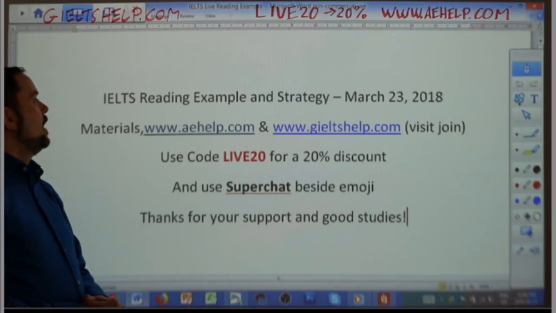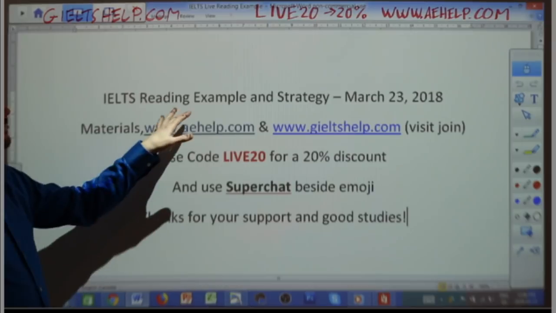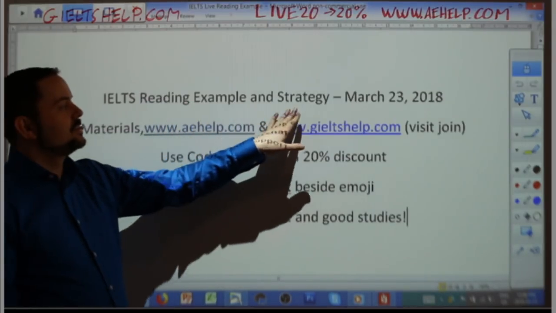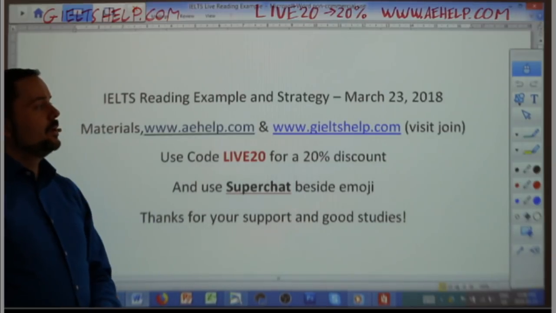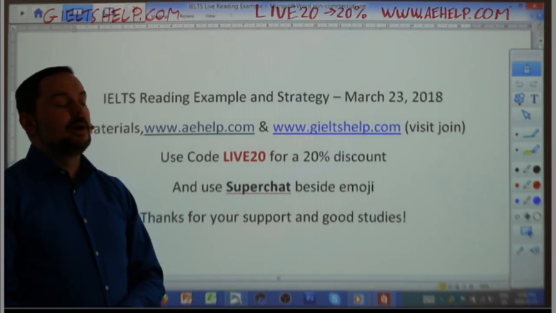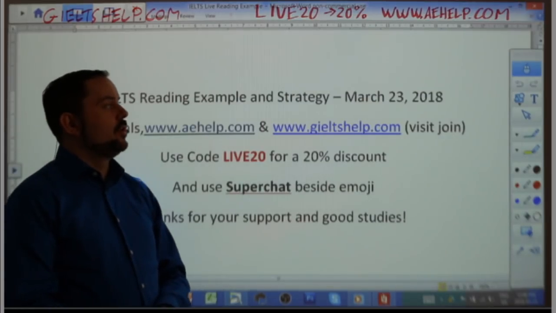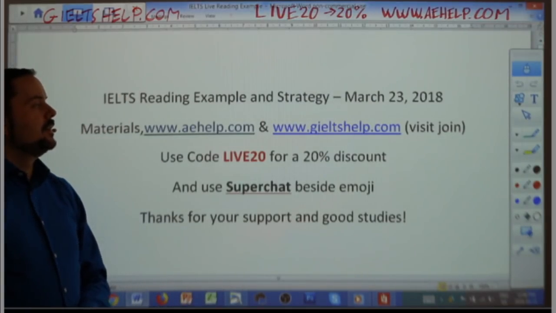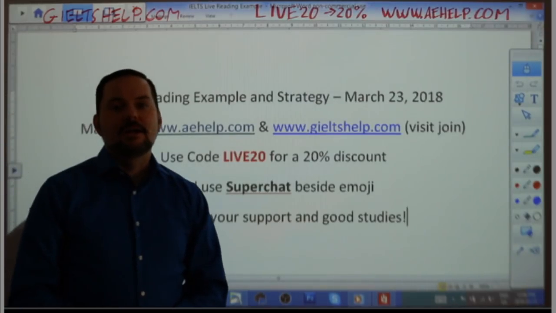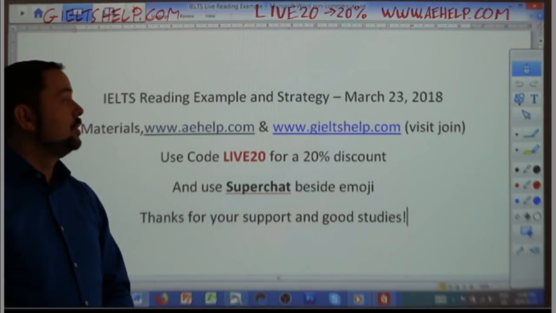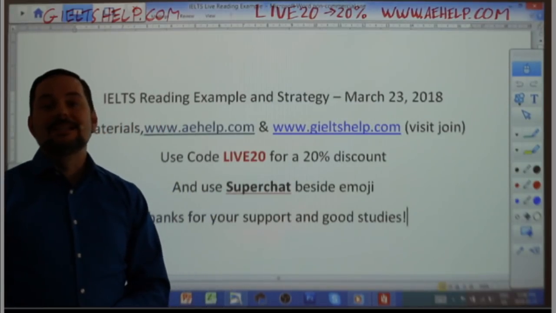Okay, so today's IELTS class is IELTS reading. We will have an example and I will explain some strategies for reading. This reading will be academic reading, but the strategies work well for general IELTS also, and you can use them there. Of course, if you can do a good job on academic IELTS reading, then for sure you will do a good job on general IELTS reading. General IELTS is a little bit easier.